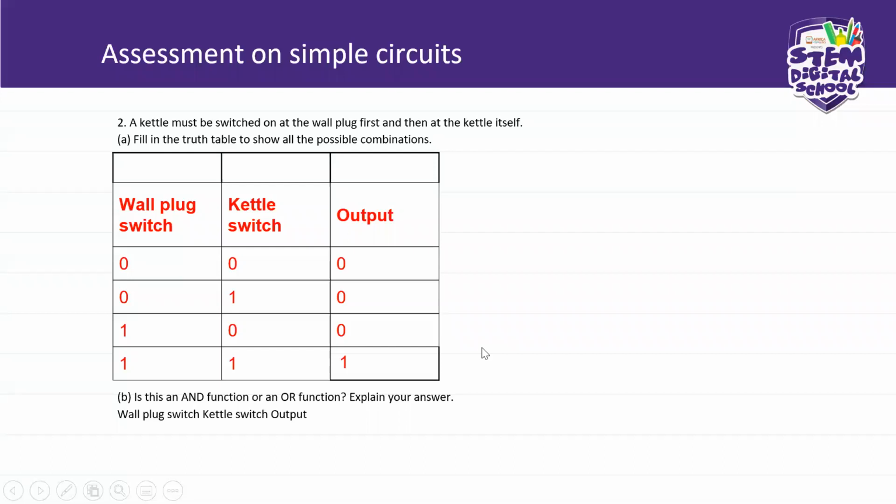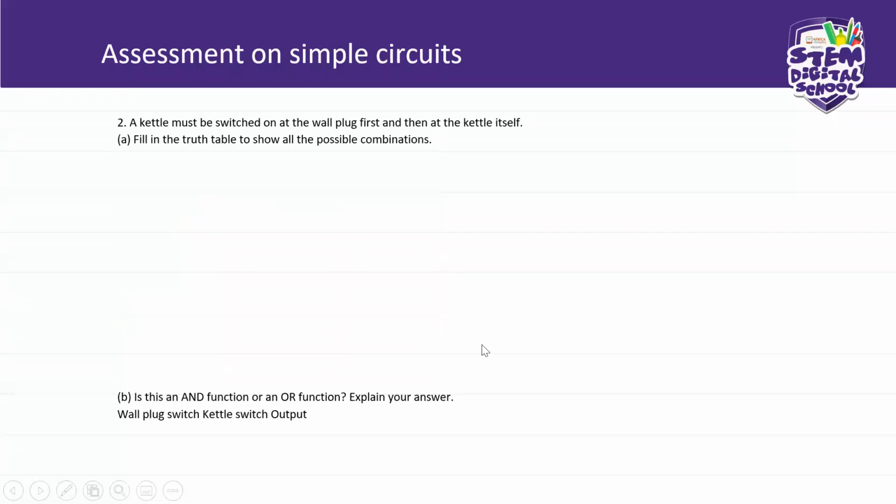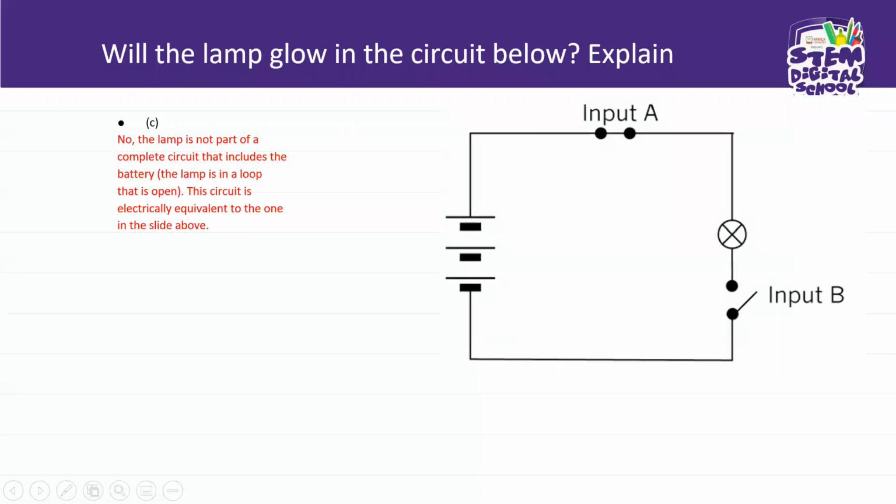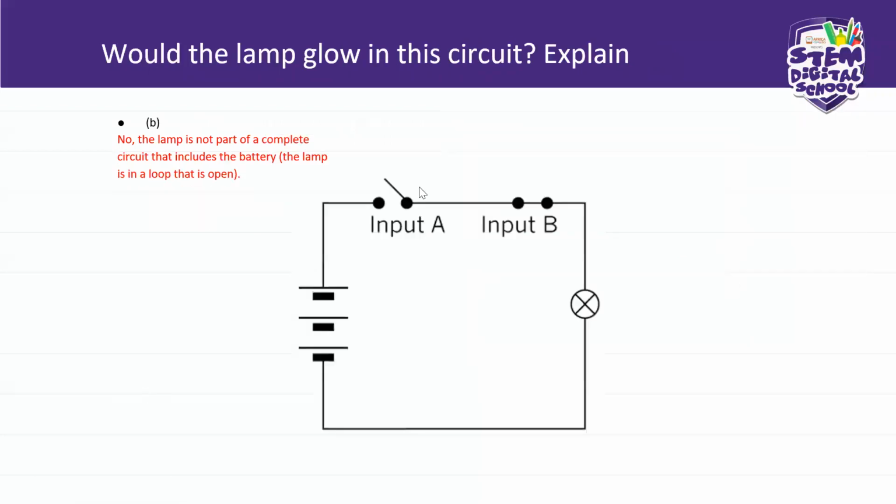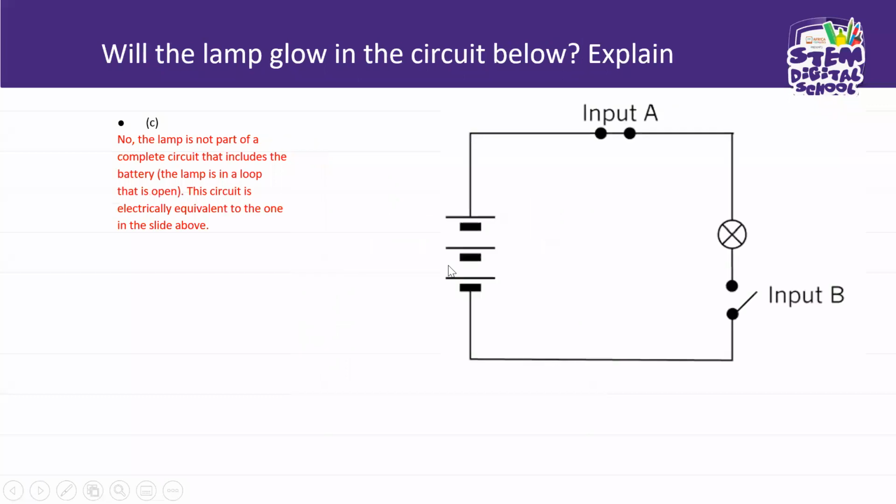So this one is like this one. The circuit for the kettle is like this one. You have your power source, the mains, the plug, the switch of the plug, and the switch of the kettle. Then that is the output. So if either of them is open, you cannot get an output.